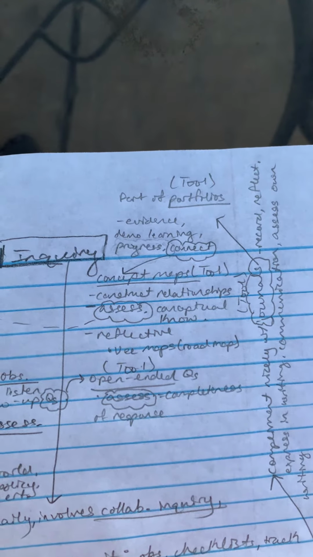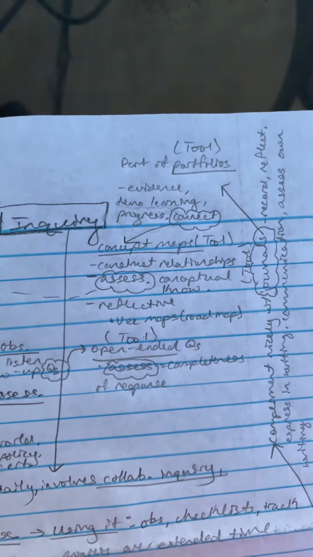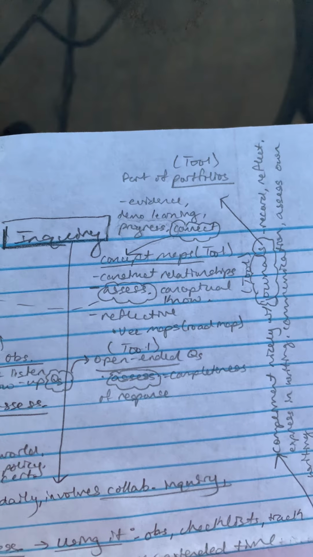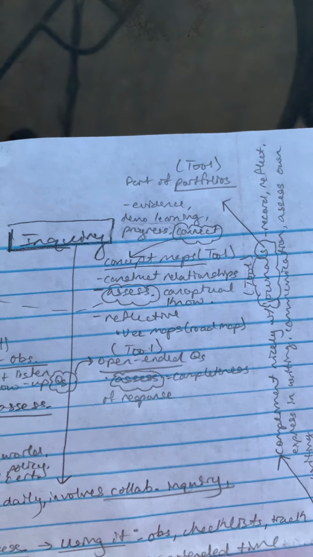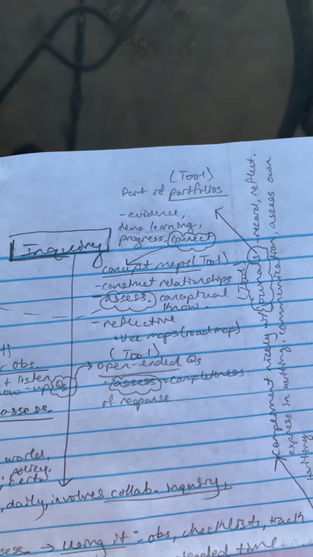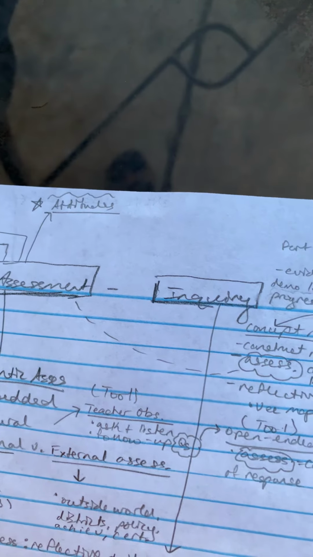It demonstrates their learning and their progress, and it lets them connect, which then led me to concept maps, which is also another tool. So this is where they're constructing relationships, they're assessing their conceptual knowledge, they're being reflective, and then an example was V-maps, which are more like a roadmap style. That led us back to assessment.